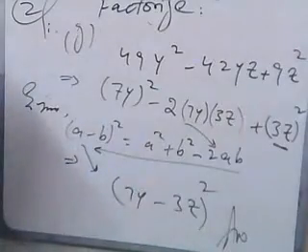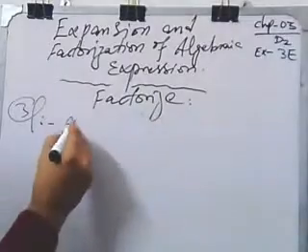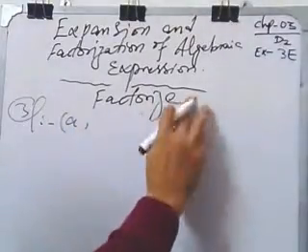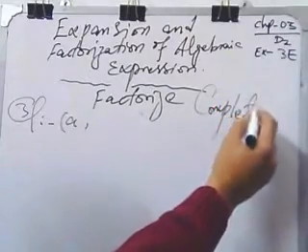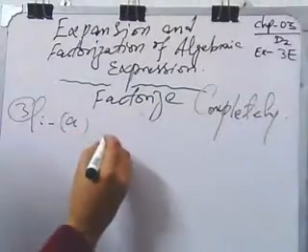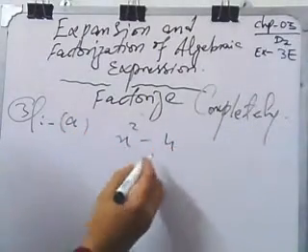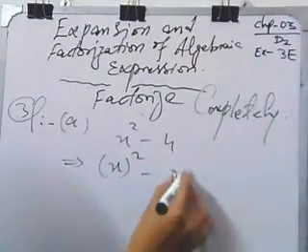Now coming to question number 3. Factorize each of the following completely. Now you have to factorize completely. x² − 4. First of all, you have to make the perfect square. 2 twos are 4. Okay.